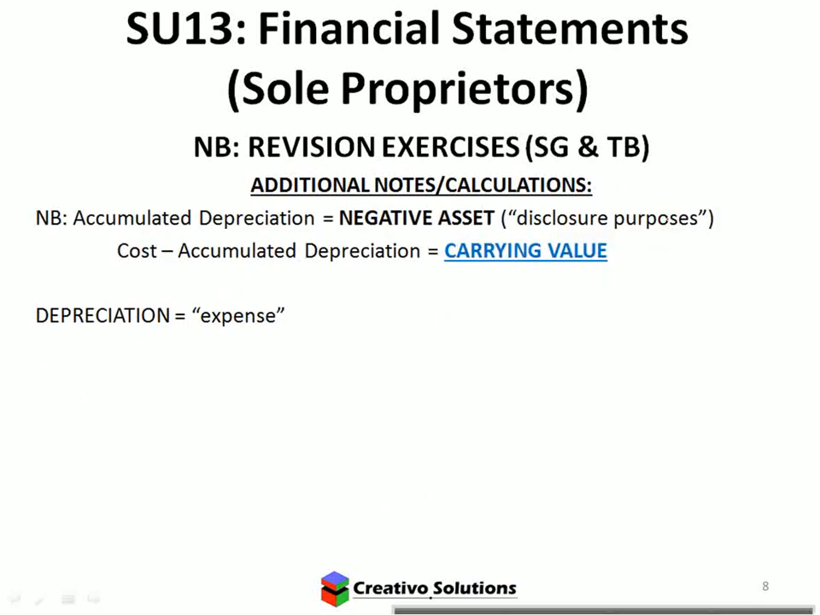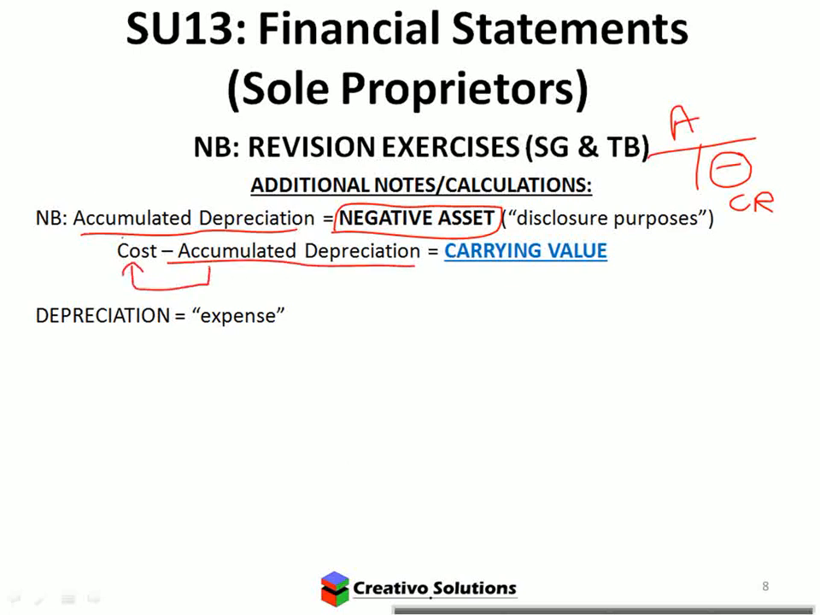Something else to consider: accumulated depreciation. You should know it's a negative asset, right? If it's a negative asset, where do I disclose it? On the debit side or the credit side? On the credit side. Good. Because you know assets have a minus on the credit, so a negative asset would have a credit balance. Would you disclose this? Yes, you would. You would disclose this against your cost, for your property, plant, and equipment.